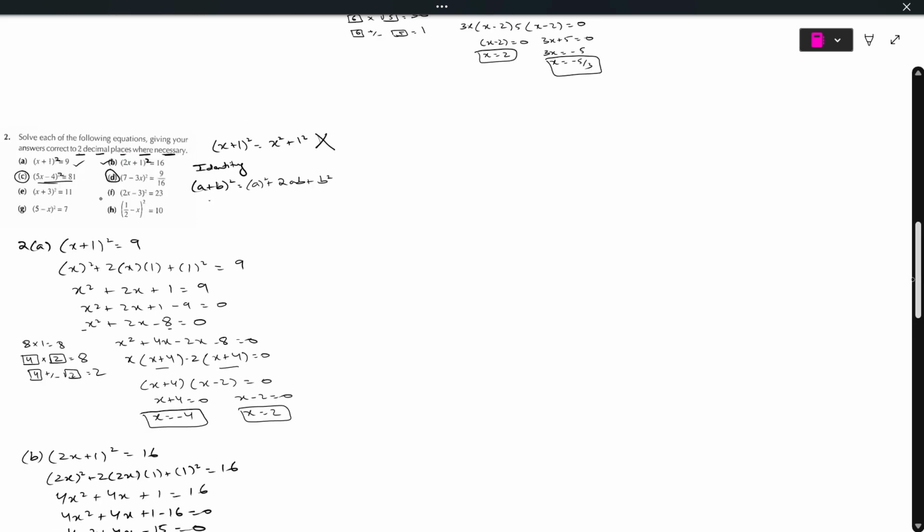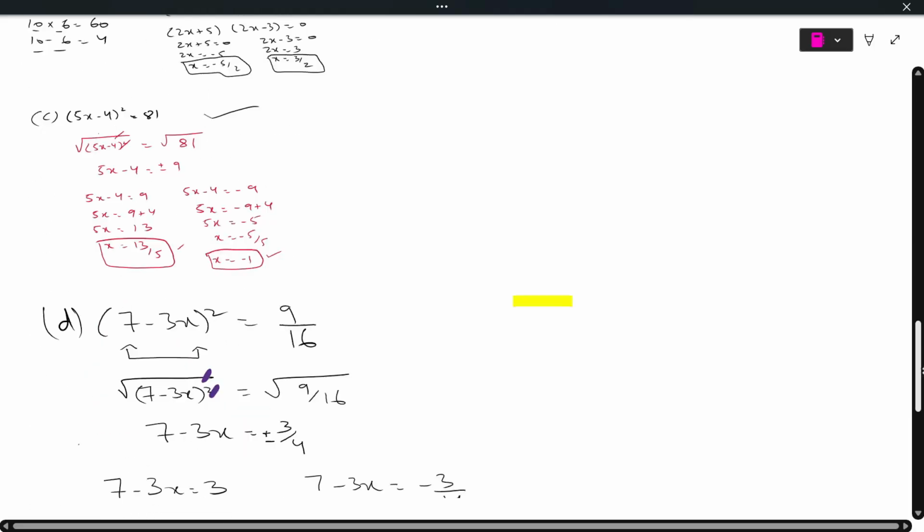Now let's look at part F. Part F, you can see it's the same: 2x minus 3 whole square is equal to 23, right? So you can just skip part F. We will skip part F because it's the same, right? Let's do part G.